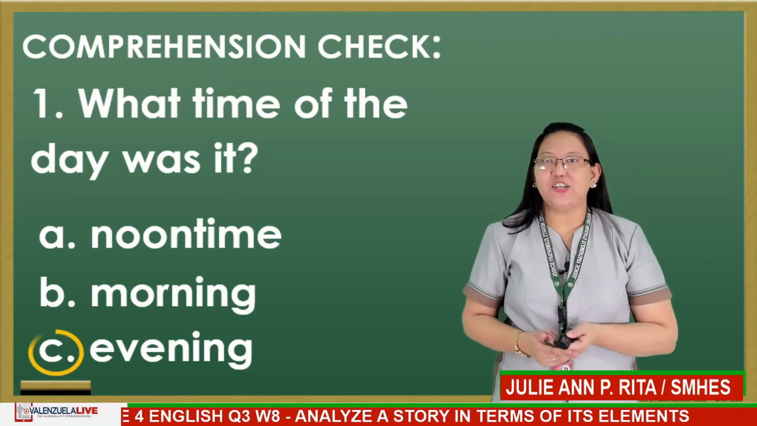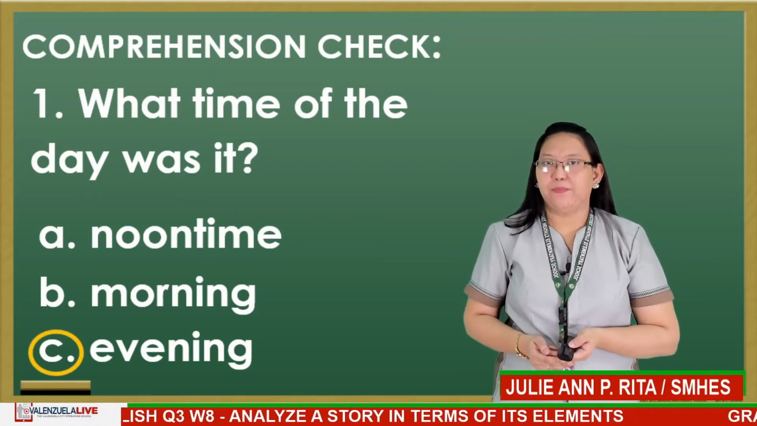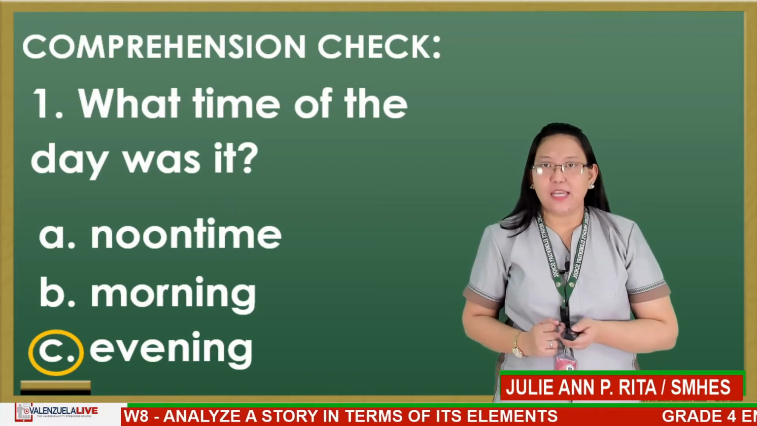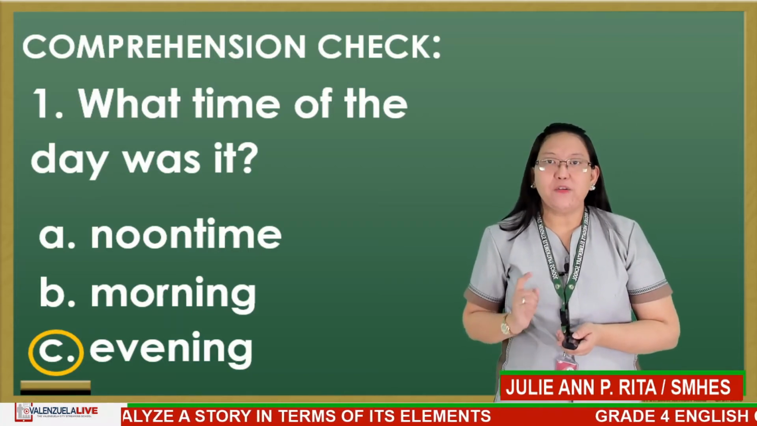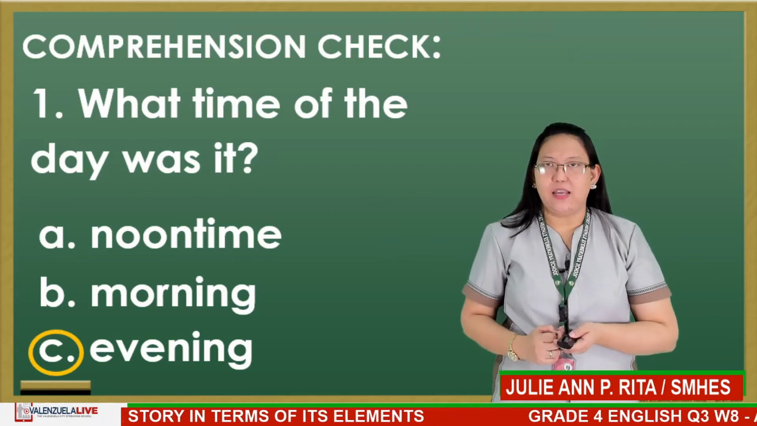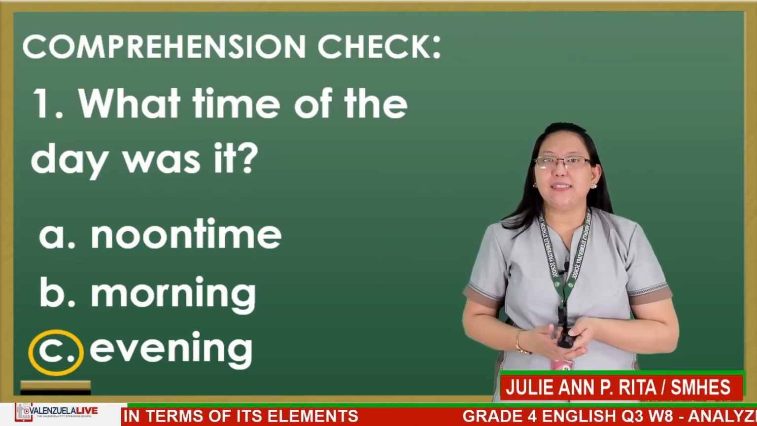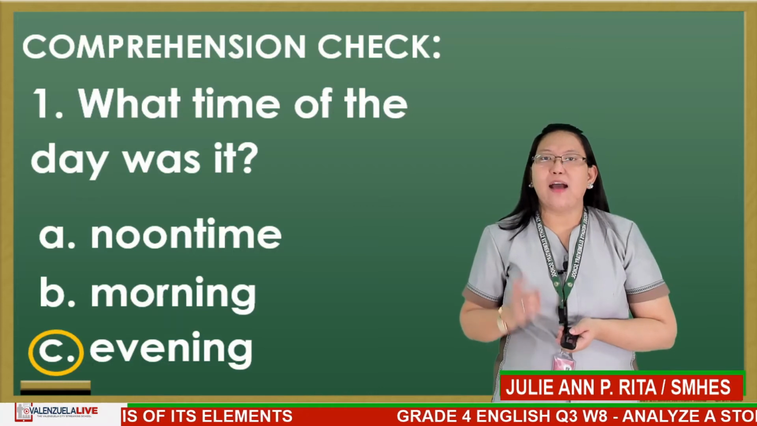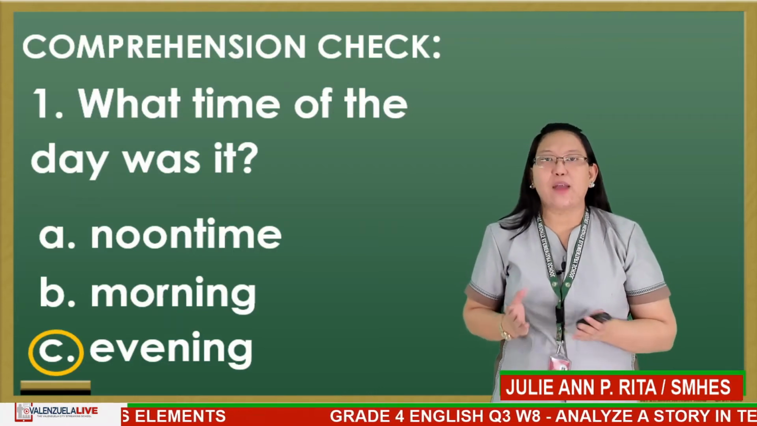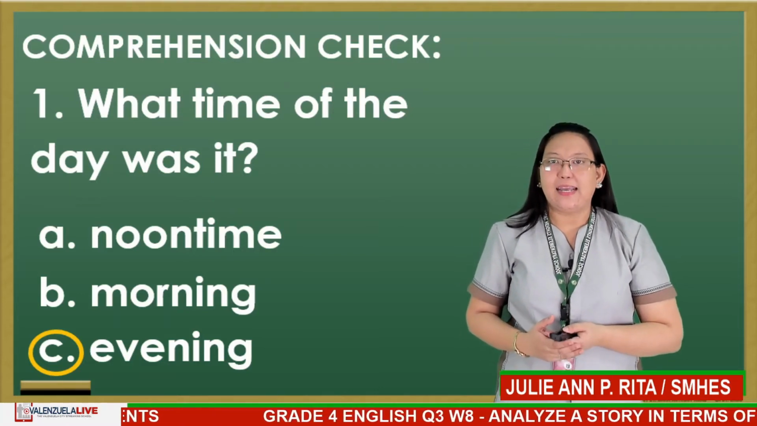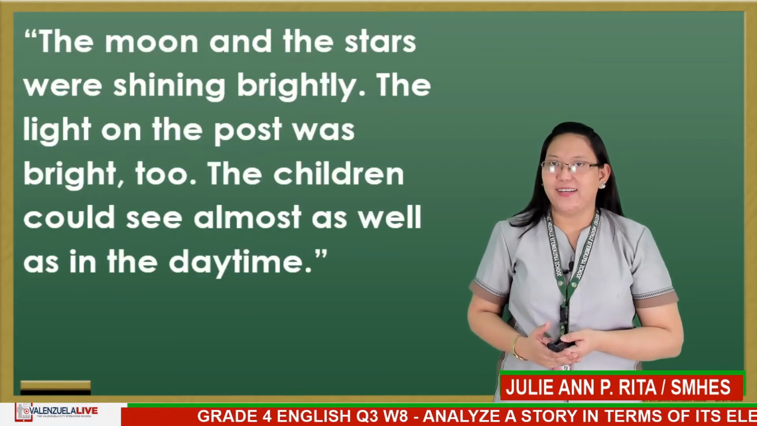Fantastic! The answer is letter C. Evening. How did you know that it was evening? You are correct. We know that it was evening even though it was not directly stated in the story because of how the writer of the story describes well the surroundings, like in this description from the story.